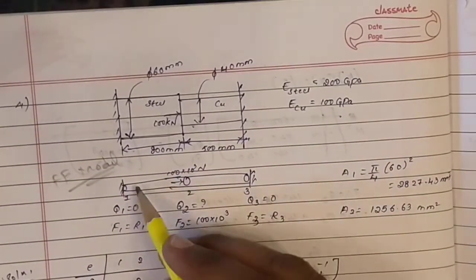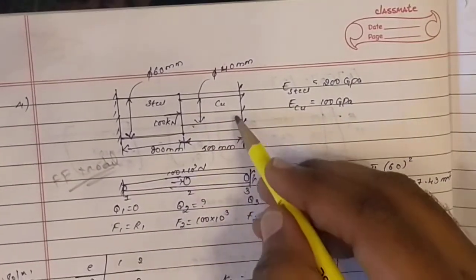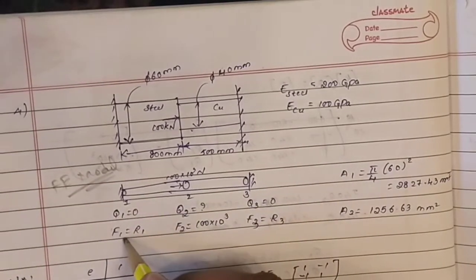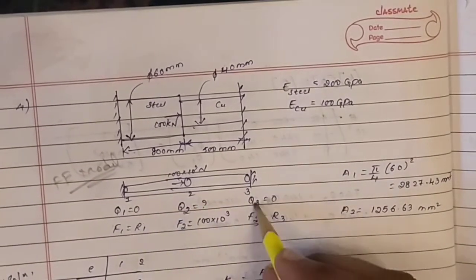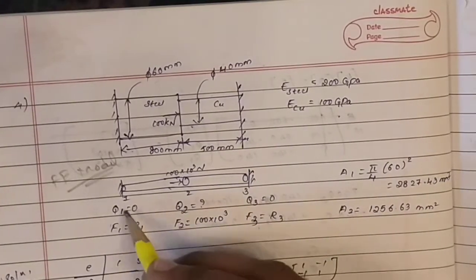Wherever there is a fixed support, we need a node. Wherever there is a change in the cross section, we need a node. So write the displacements and the forces. Displacements Q1, Q2, Q3, three nodes. Forces F1, F2 and F3.